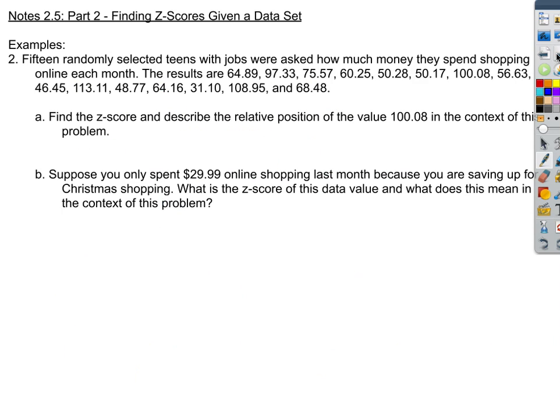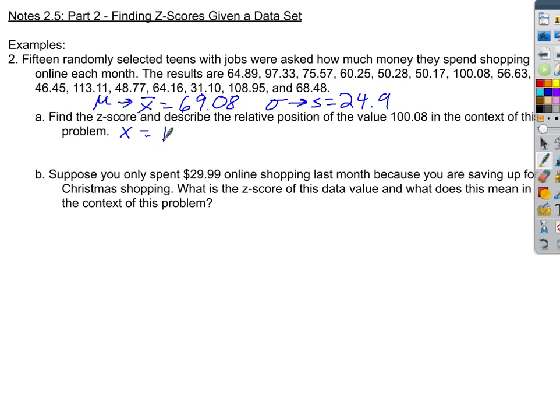In example 2, 15 randomly selected teens with jobs were asked how much money they spend shopping online each month, and we see the data values from those results. So in part A, we want to find the z-score and describe the relative position of the value 100.08 in the context of the problem. All right, now using my calculator again, I approximated the population mean using the sample mean, and that sample mean was 69.08. Then I approximated the population standard deviation using the sample standard deviation, which was 24.9.